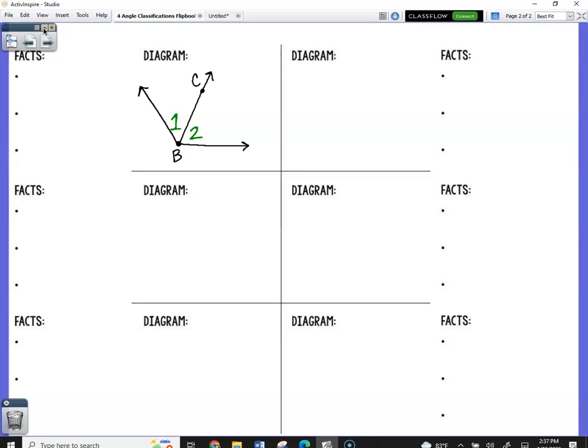All right, fact 1. I've got to write small or this won't fit on the screen. Angle 1 and angle 2 share vertex B. Fact 2, angle 1 and angle 2 share ray BC.